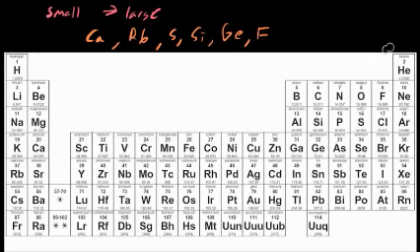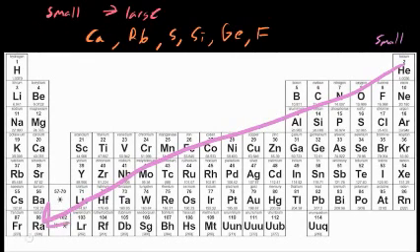Remember, the overall trend is that we have small atomic radii up in the top right-hand quarter of the periodic table, and we grow as we go across the table to large atomic radii. So we go from small in the top right to large in the bottom left. Let me undo all of that so we have a lot of space to write on our table.